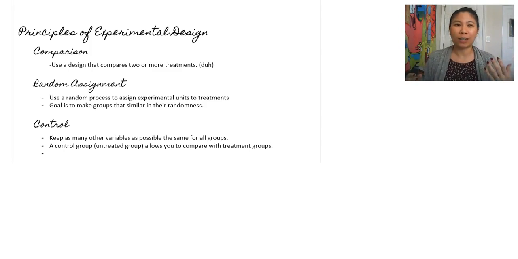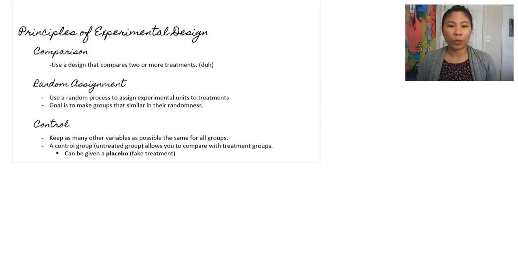So you basically are trying to keep that group of people or objects as normal as possible, whatever the least amount of treatment could be, so that all the other variables are the same for them. One way to set up a control group is by giving those people in the control group a placebo. A placebo is basically a fake treatment.